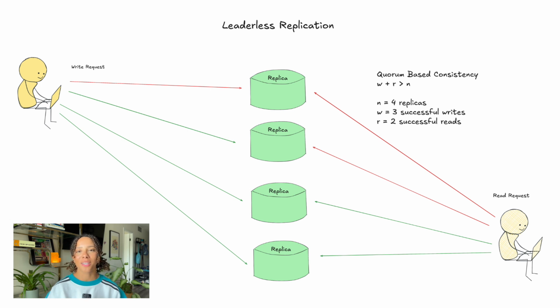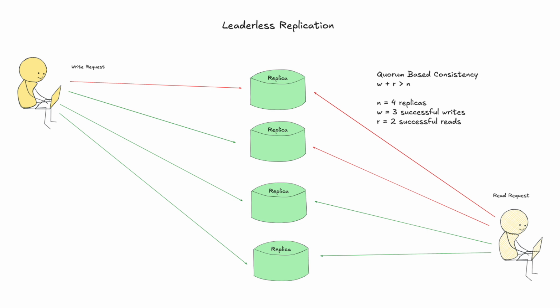Now this formula actually involves a little bit of math. So let's go over a few examples so you can get the idea. If you take a look at the top right corner of this diagram, you'll see a formula: R + W > N. In this formula, N is the total number of replicas, W is the number of successful writes required, and R is the total number of successful reads required. So let's take a look at this example. In this scenario, we have a user making a write request. This write request is sent to all 4 replicas.